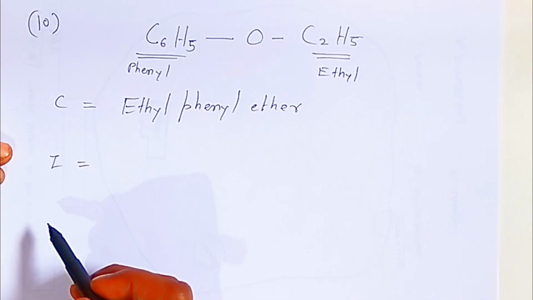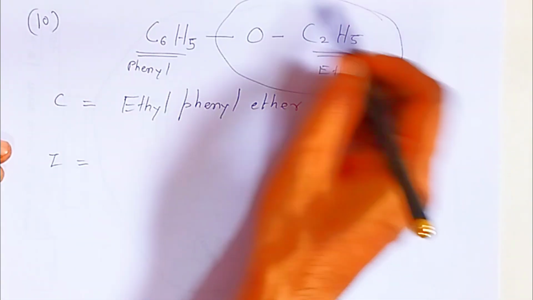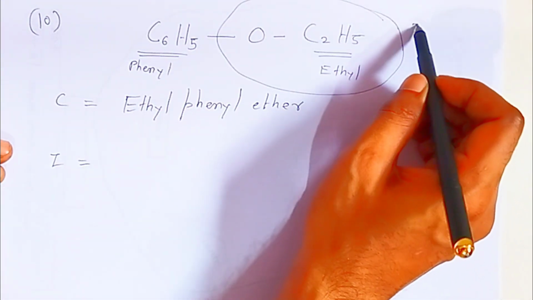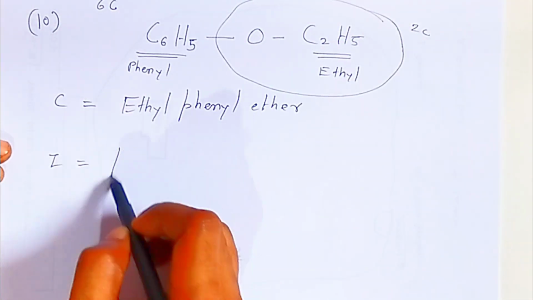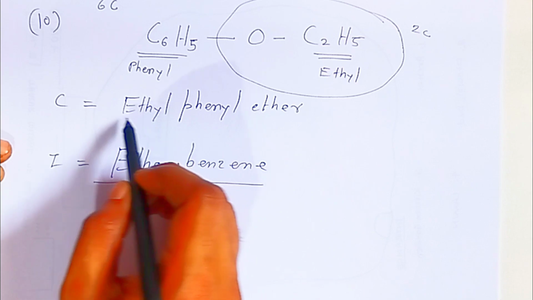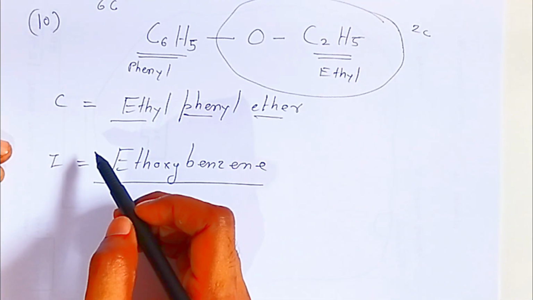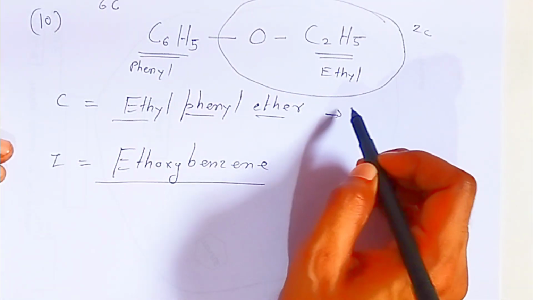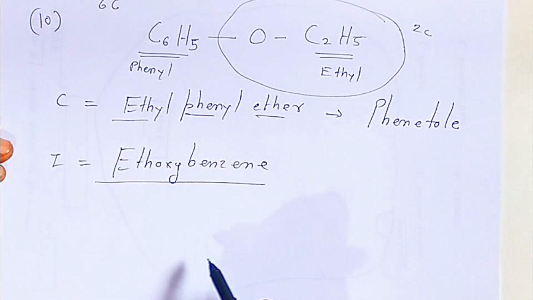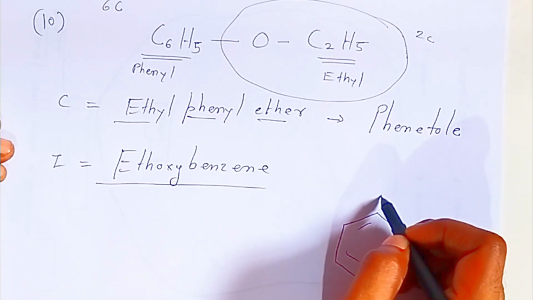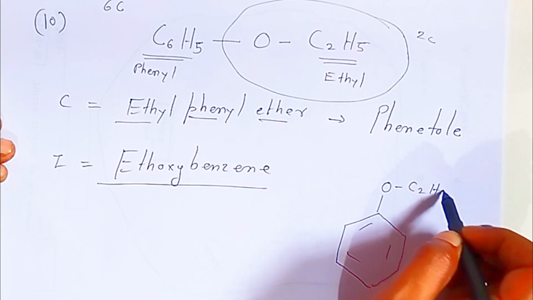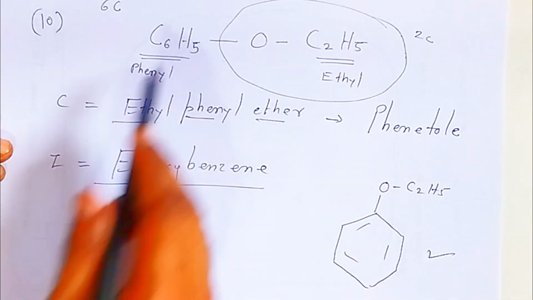For the IUPAC name, students, it is ethoxy, since it contains 2 carbon, and this is 6 carbon. So this will be the substituent, students. So we call it ethoxybenzene, which is nothing but ethyl phenyl ether. Ethyl phenyl ether is sometimes also called phenetole. Okay, students, so this way the structure will be like this. This is the benzene when one of the hydrogens is replaced by an ethoxy group. So this way also you can see the structure, sometimes they write it this way.